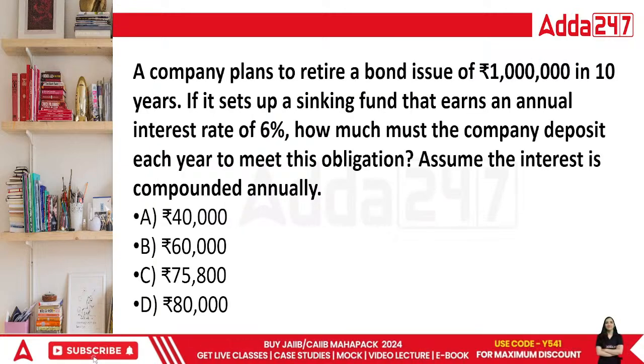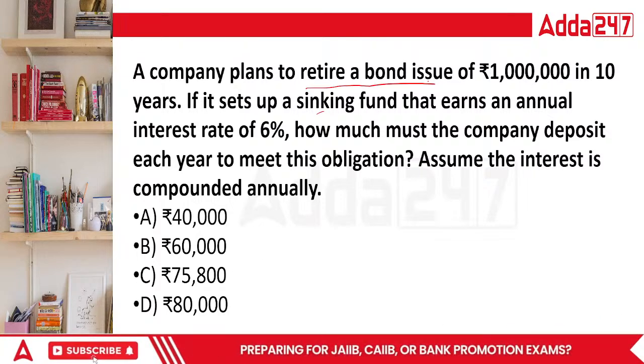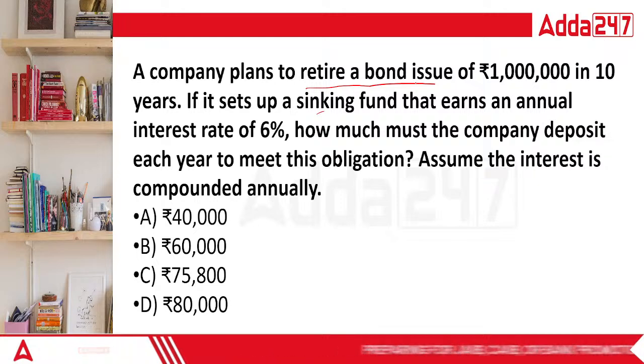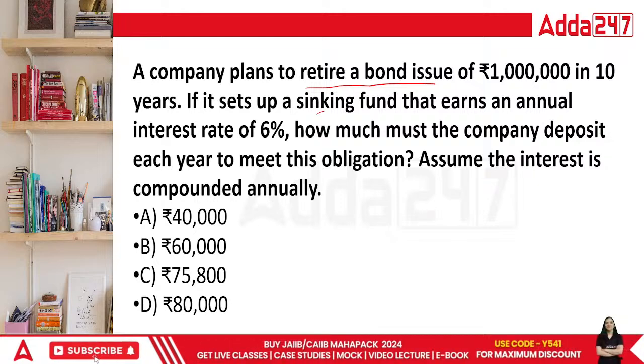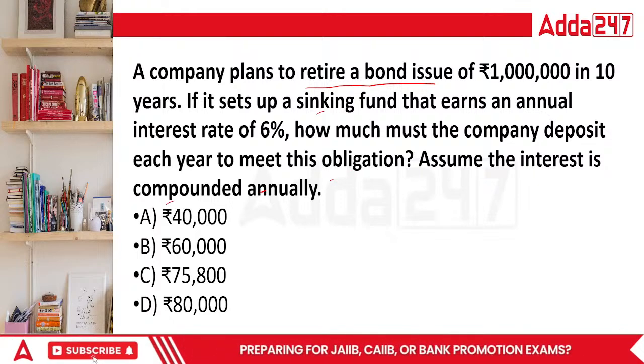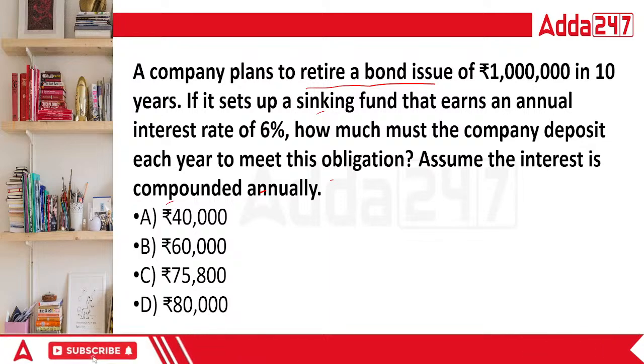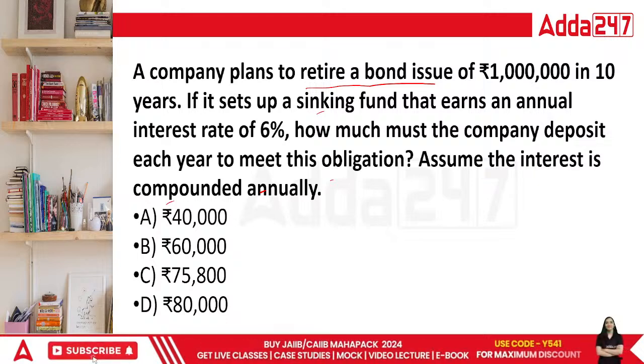Okay, everyone, next question. A company plans to retire a bond of rupees 10 lakh in 10 years. So we are going to pay them back in 10 years. If it sets up a sinking fund that earns an interest rate of 6%, how much must the company deposit each year to meet this obligation? Assume the interest is compounded annually. 40,000, 60,000, 75,000 and 80,000, everyone.